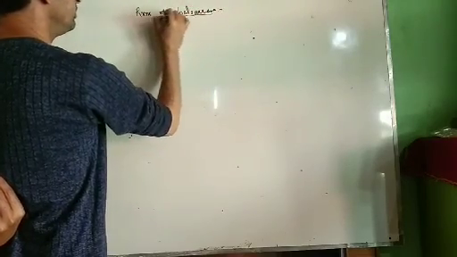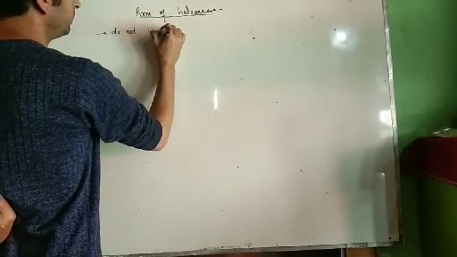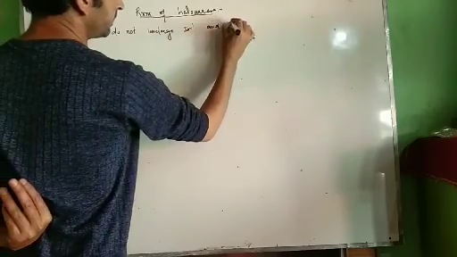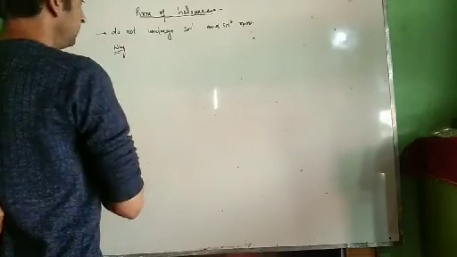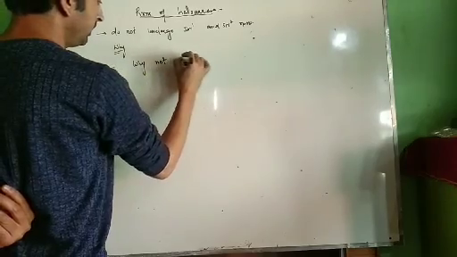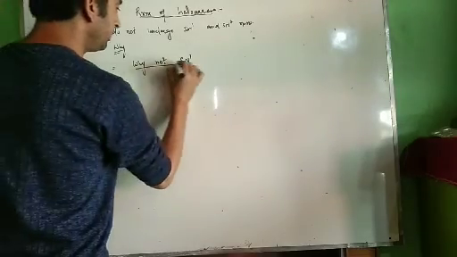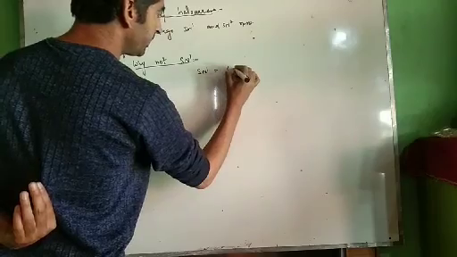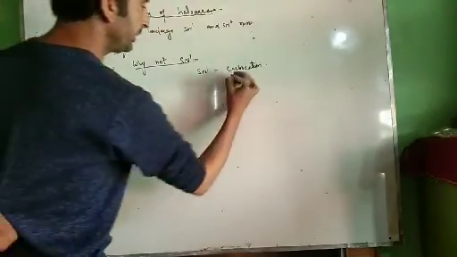Haloarenes do not undergo SN1 and SN2 reactions. Now the reason why. Let us discuss first why not SN1, why haloarenes do not undergo SN1 reaction. Now recall your last topic. Whenever there is SN1 reaction, what is formed? Carbocation is formed as an intermediate.